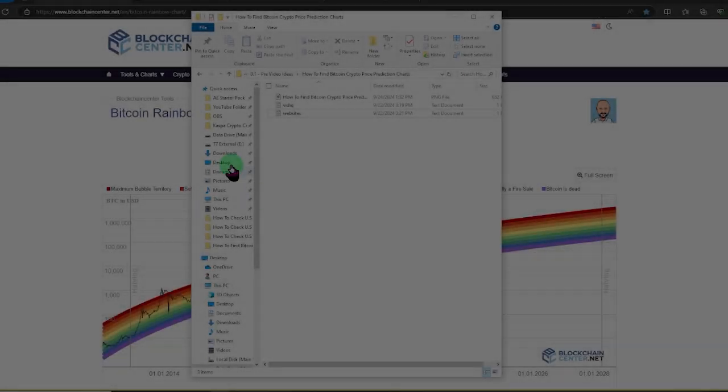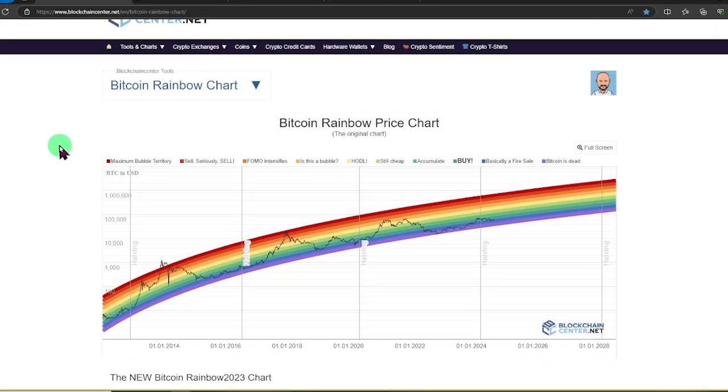Okay, this is how to find Bitcoin, cryptocurrency price prediction charts online completely for free.